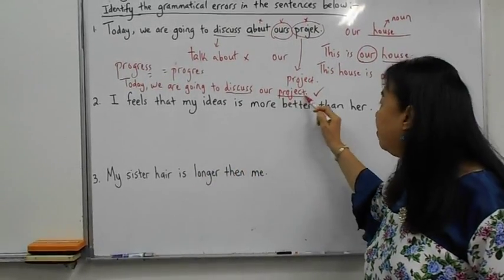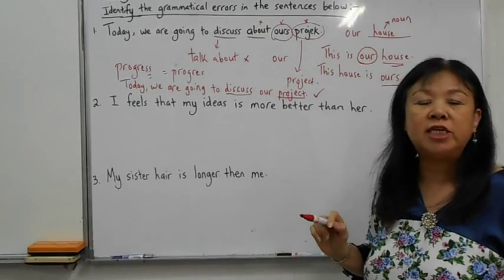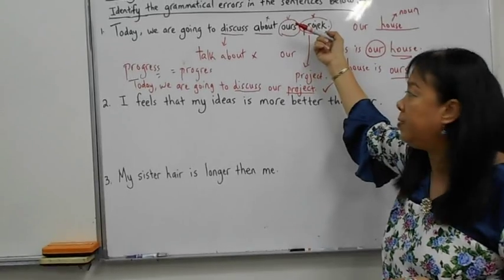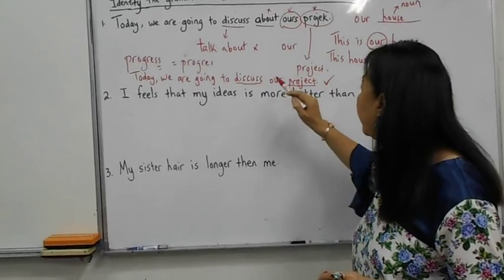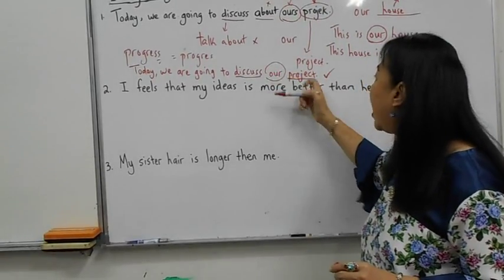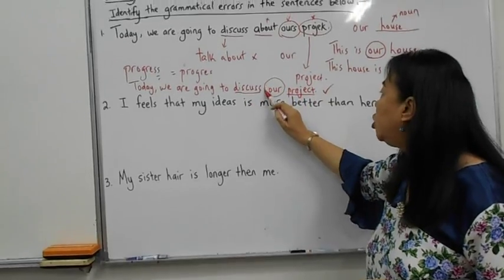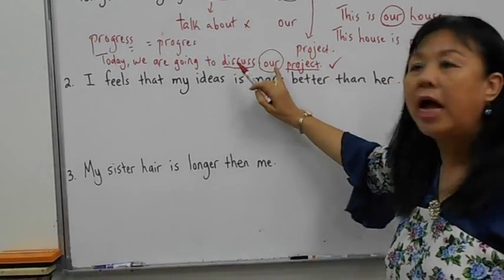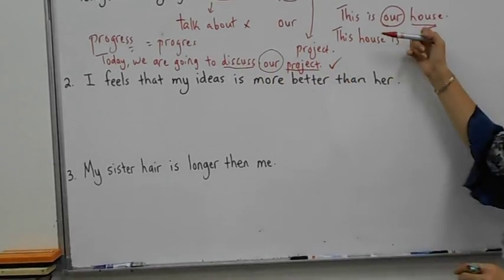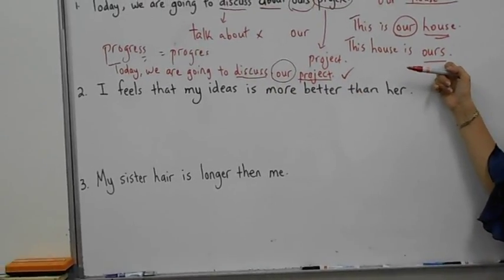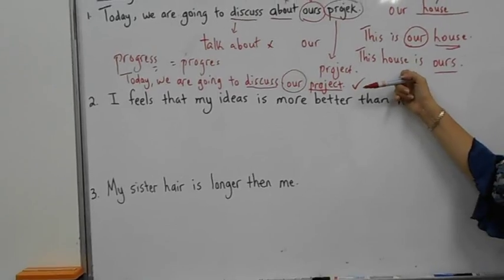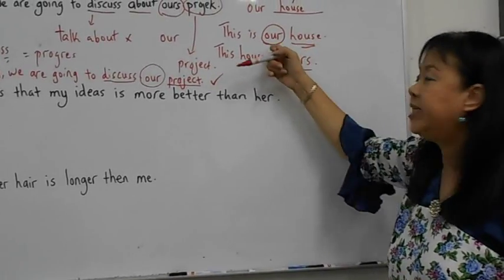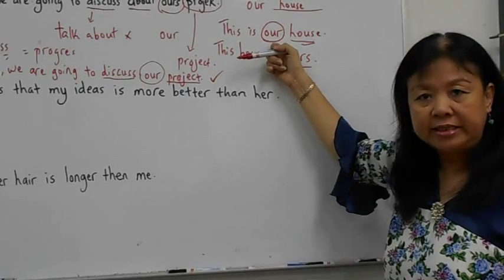Secondly, project. Remember, the English version is J-E-C-T, but the Bahasa Malaysia project will be J-E-K. And remember that when you have a noun behind our, it should be our. Whereas if the noun is in front, then our becomes ours, just like this one. If you want to use the word ours, then the noun must go in front. If you want to use our with the noun behind, then this our does not have an S.